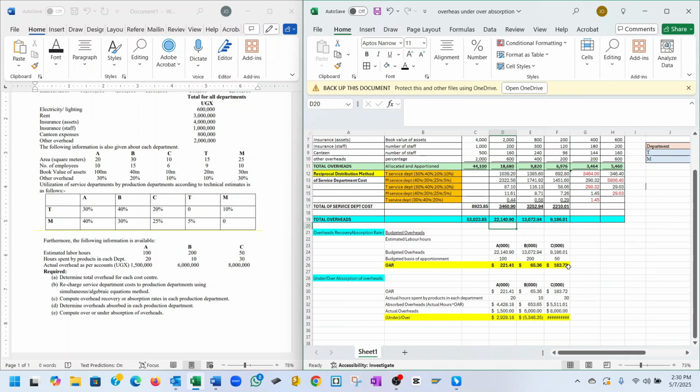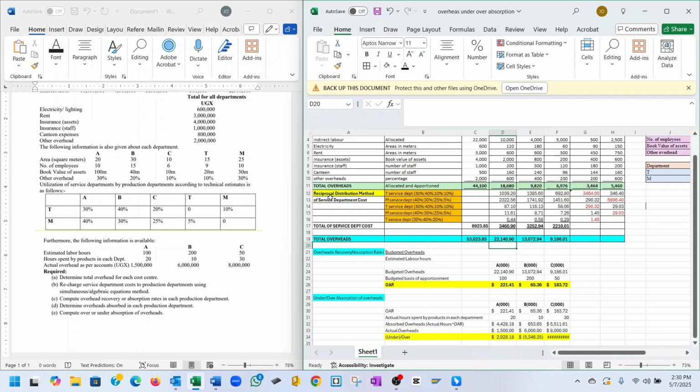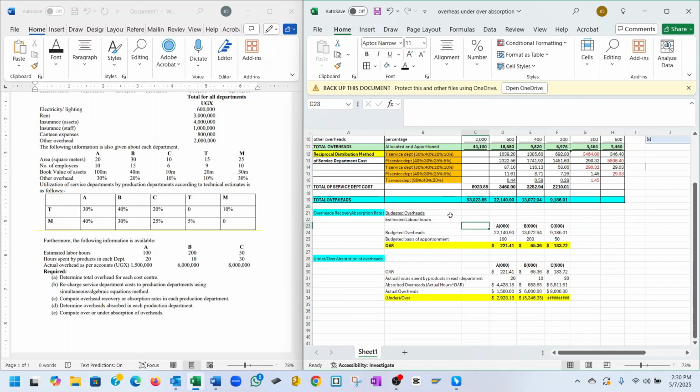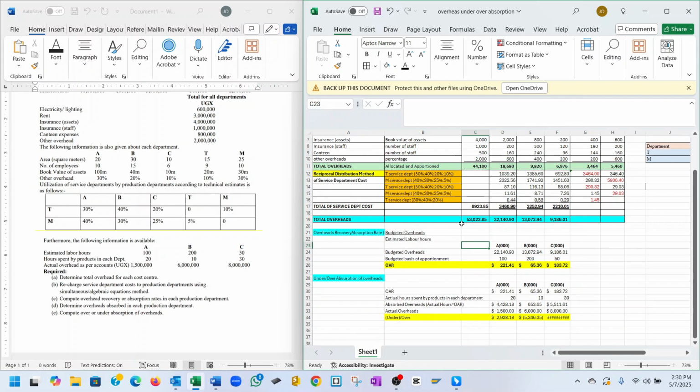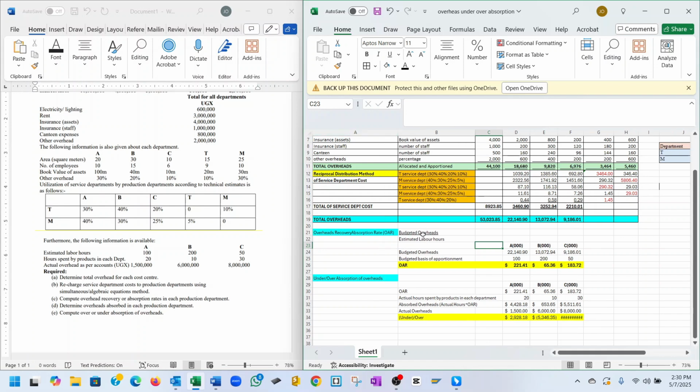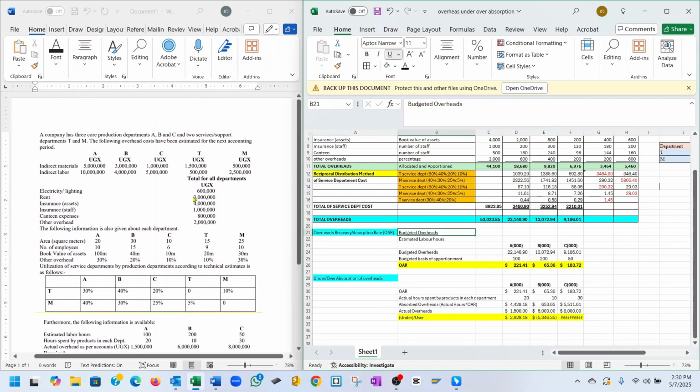Now, this is the part. So the B part is also settled using the reciprocal distribution. Let's go to the C part. Compute overhead recovery or absorption rates in each production department. Now, how do we compute overhead absorption rate? There is a formula, and the formula is very simple. Budgeted overheads. Now, remember, I said that estimated means budgeted. So the budgeted overheads divided by the estimated labor hours.